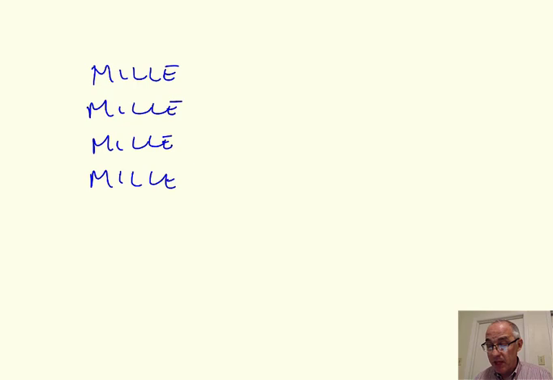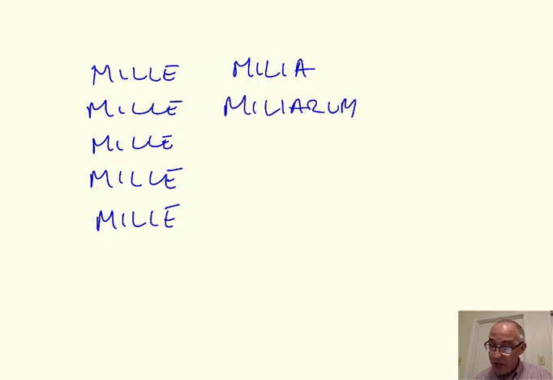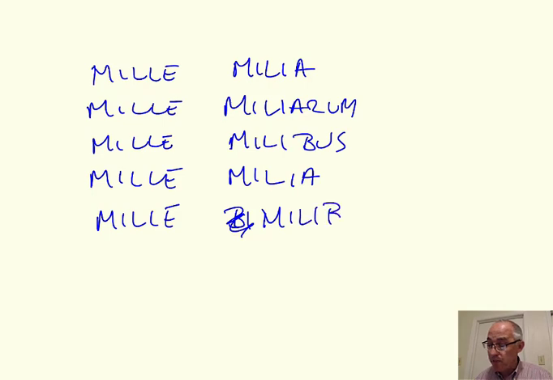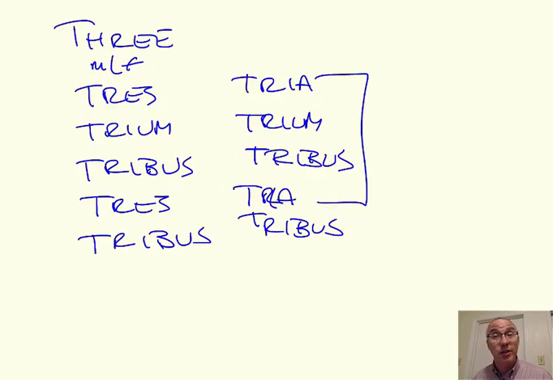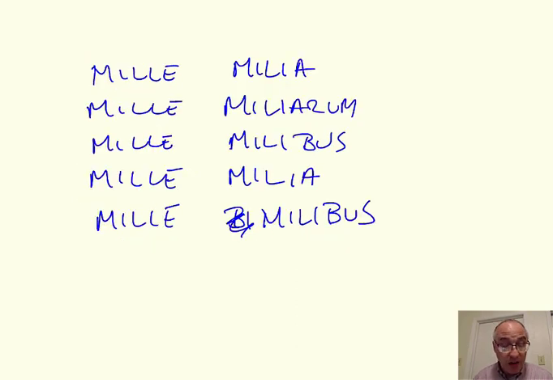And the last word that you have here is thousand. And thousand is interesting because in the singular, 1,000 is mille, mille, mille, mille, mille. And in the plural, millia, milium, milibus, millia, and milibus. In the singular, it's not declined, and in the plural, it looks a lot like tria. Actually, it looks a lot like 3. So it is the word for thousand.